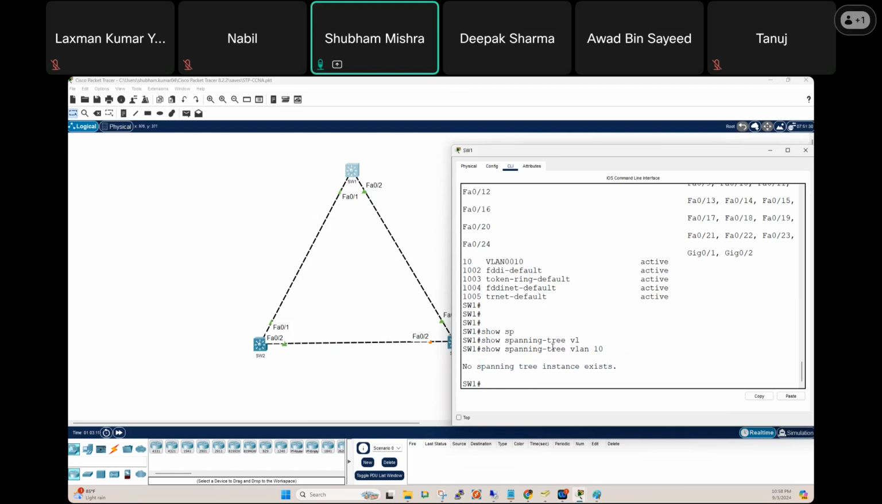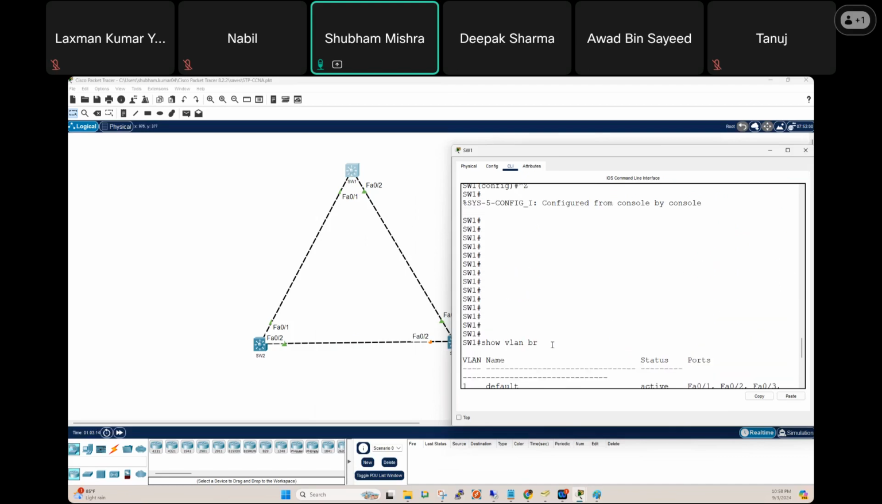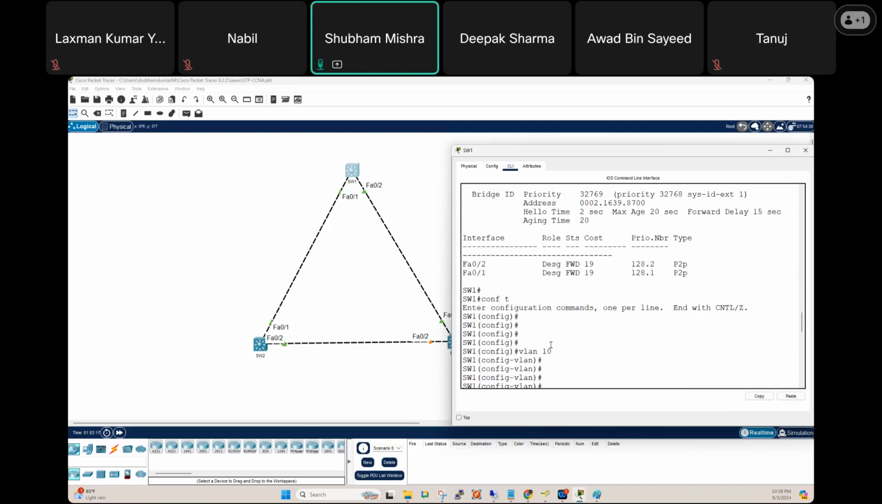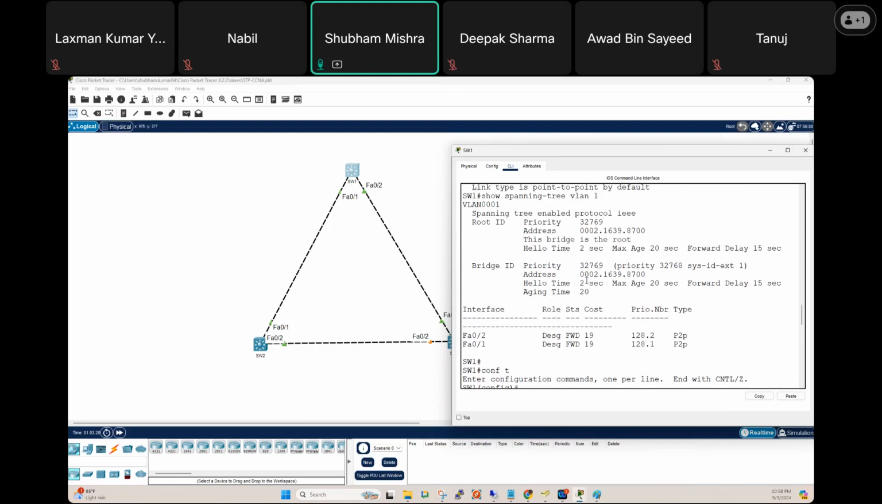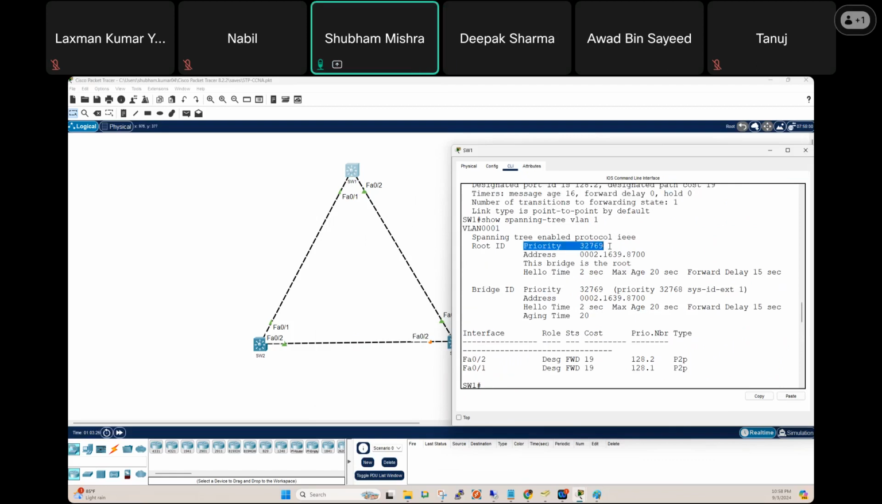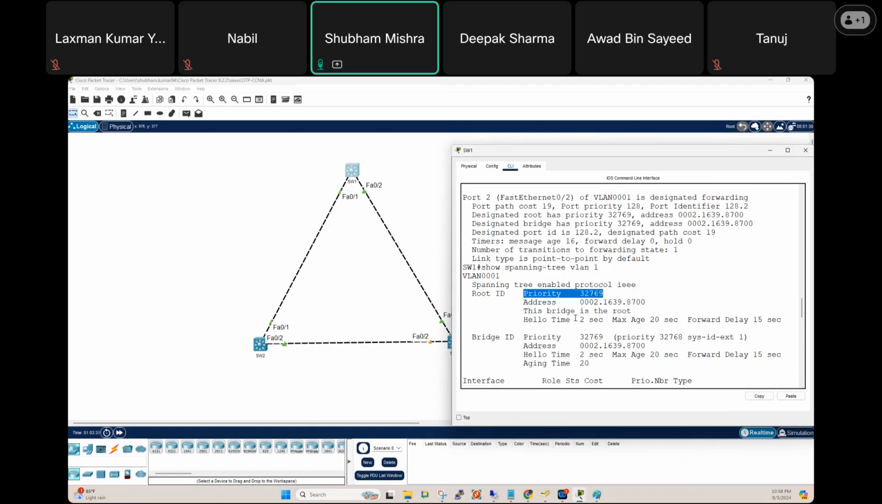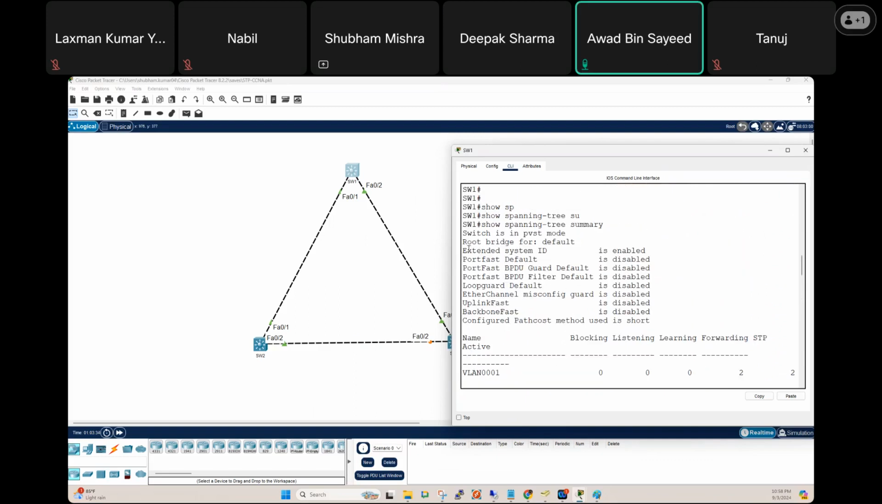So when you write this command, here you will get the priority of how much? 32768 plus 10. What is happening here? In the priority, the VLAN ID is added. This is because of the extended system ID. I hope you understand. So if we disable this extended system ID, then it will not add the VLAN number there. But generally, we do not disable it. Understand?